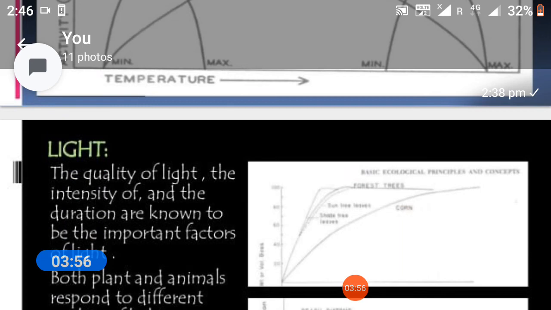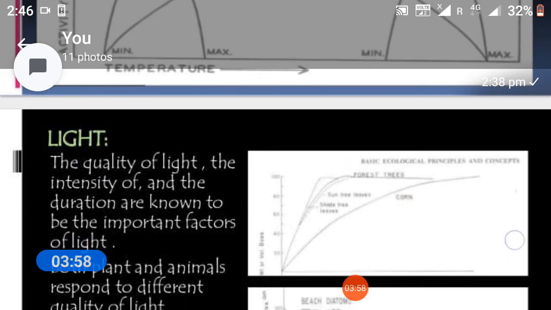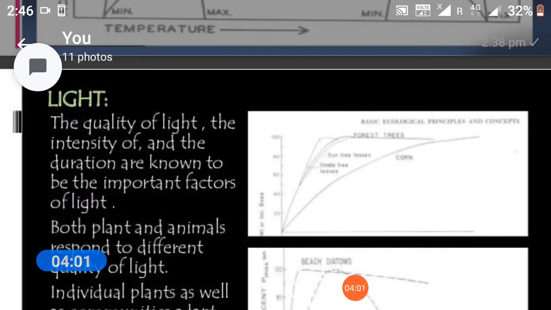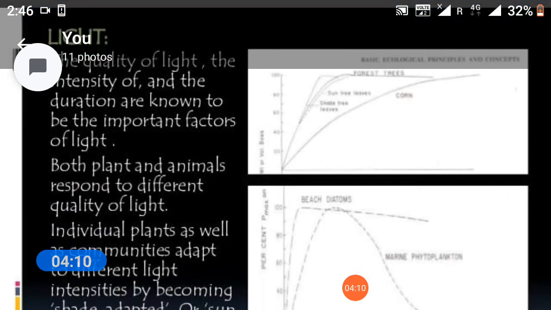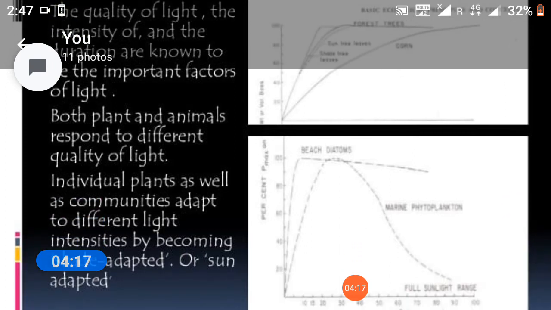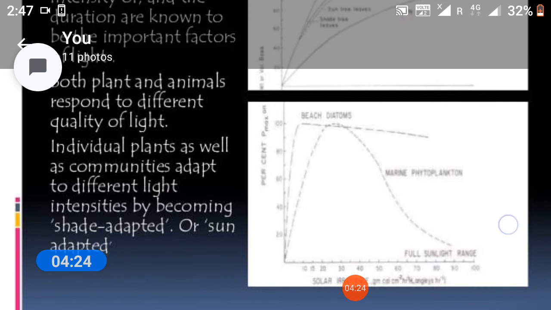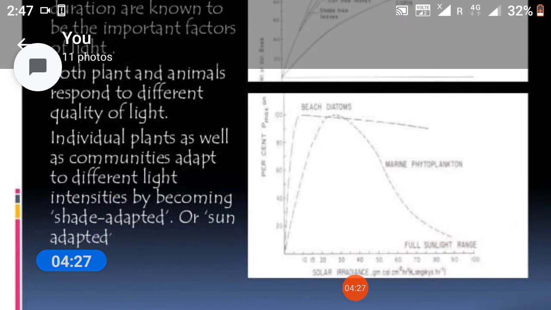Light: the quality of light, the intensity and the duration are known to be the important factors of light. Both plants and animals respond to different qualities of light. Individuals, plants as well as communities adapt to different light intensities by becoming shade adapted or sun adapted.